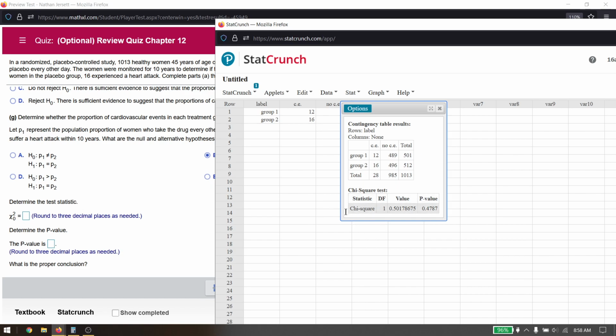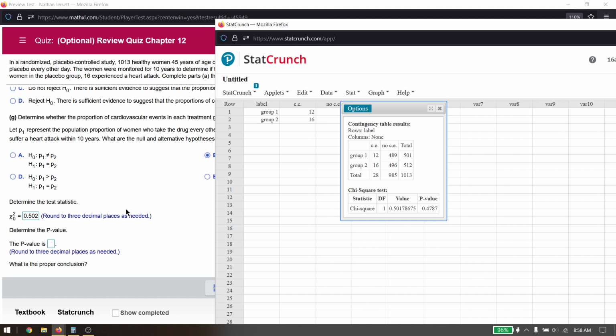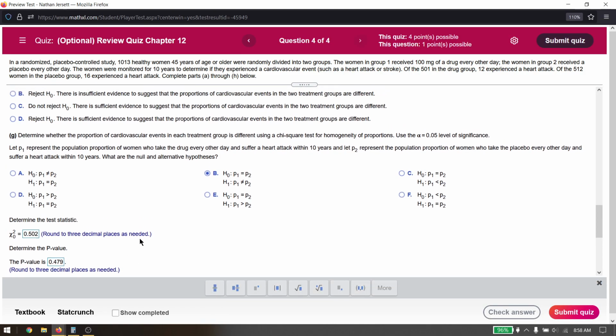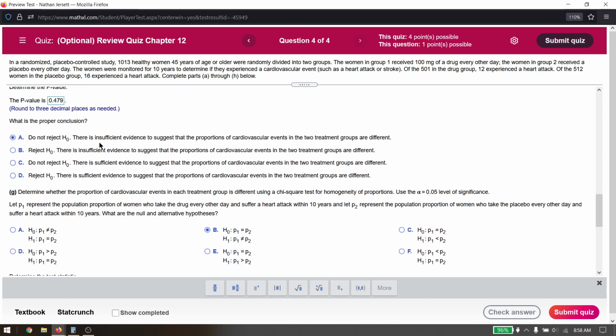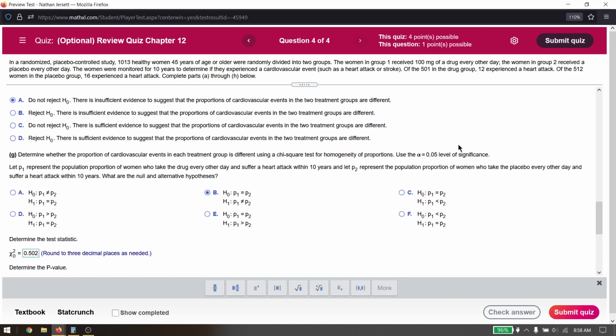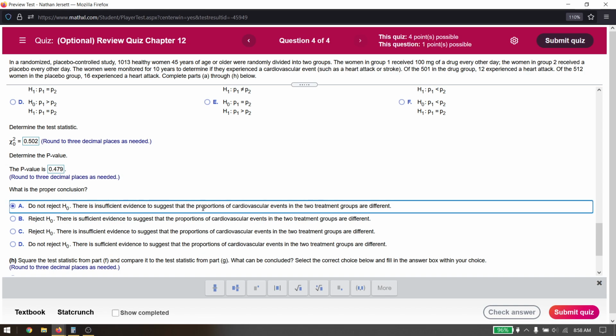And now we see we have the chi-square value, 0.502. And then the p-value of 0.479, which I believe was the same p-value as the last one. And so here again, p-value is way, way higher than the alpha, 0.05. So we do not reject H naught. There is insufficient evidence to suggest the two proportions are different.